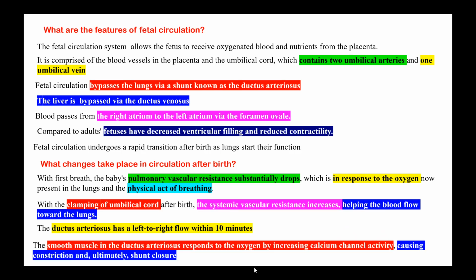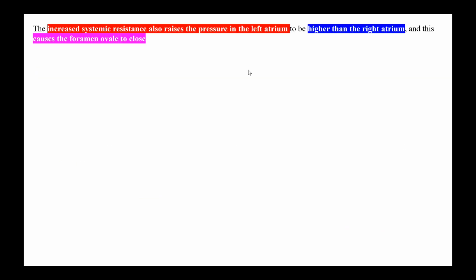in the Viva. Okay, and the mechanism by which the ductus closes is that the smooth muscle in the ductus responds to oxygen by increasing calcium channel activity and causing constriction and ultimately the shunt closure. That is how the ductus closes. And the increase in systemic resistance raises the pressure in the left atrium and makes it higher than the right atrium, and this causes the foramen ovale closure.